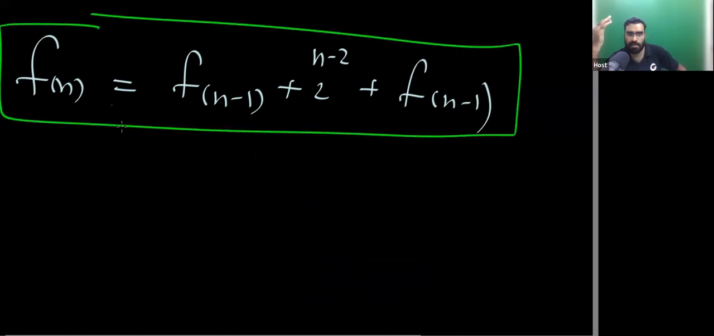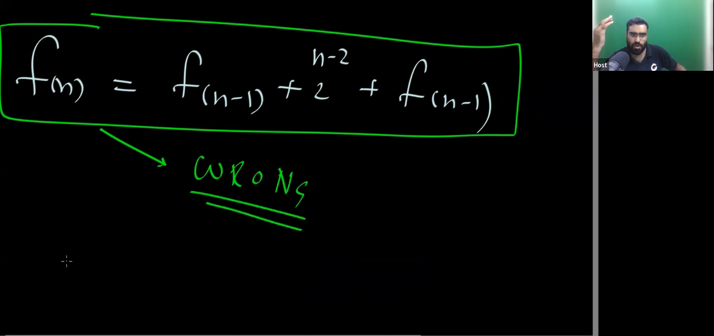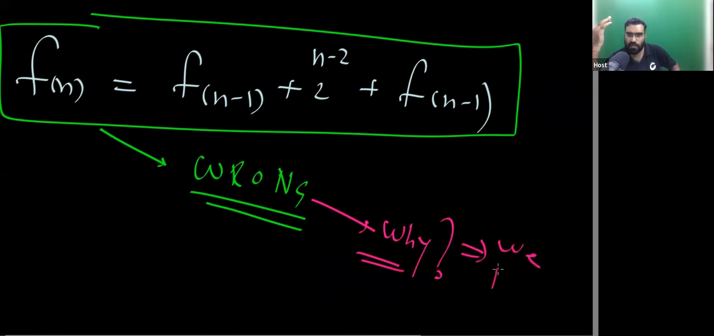Similarly, I told you this is also wrong. Fn minus 1 plus 2 power n minus 2 plus fn minus 1. Agree? This is also wrong. I told you why this is wrong. We have seen. So ultimately, what is correct then?